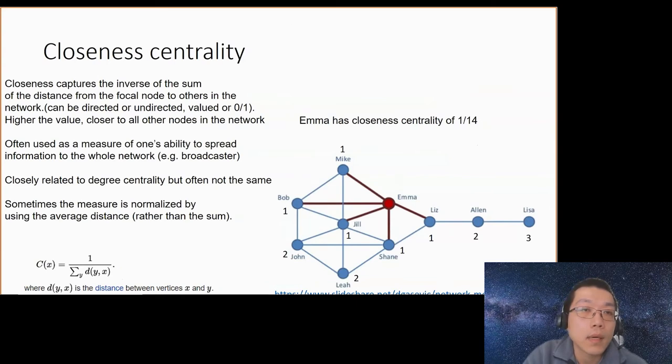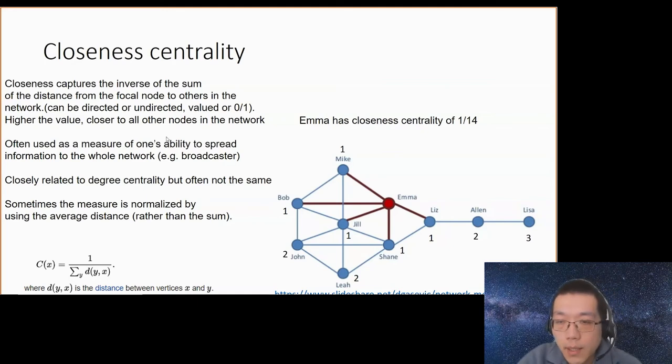All right, so the next concept is called closeness centrality. It captures the inverse of the sum of the network distances from the focal node to all others in the network. So basically, the closer you are to everyone else in the network, the higher your closeness centrality will be. It's often used as a measure of one's ability to spread information to the whole network. For example, if you are a broadcaster, say an influencer with millions of followers, then you have a very short network distance to everyone else, and you can quickly pass information to everyone else in the network. In that case, you have a high closeness centrality.